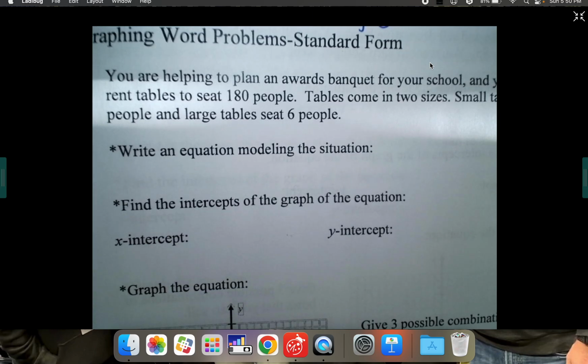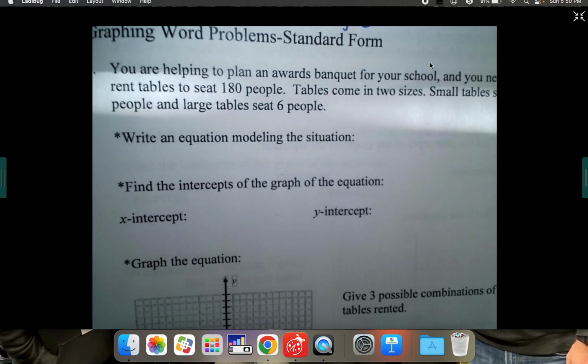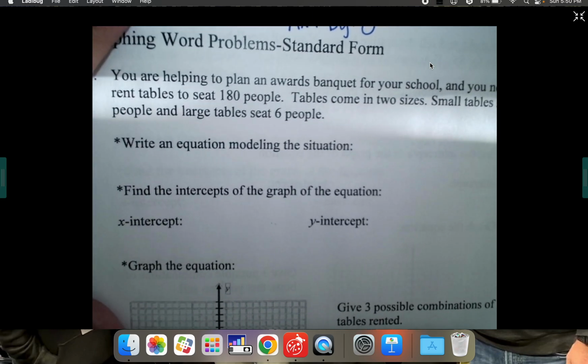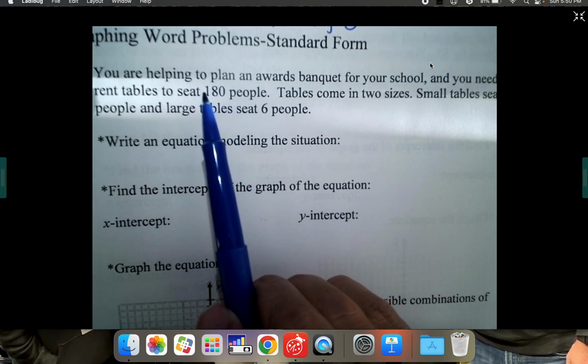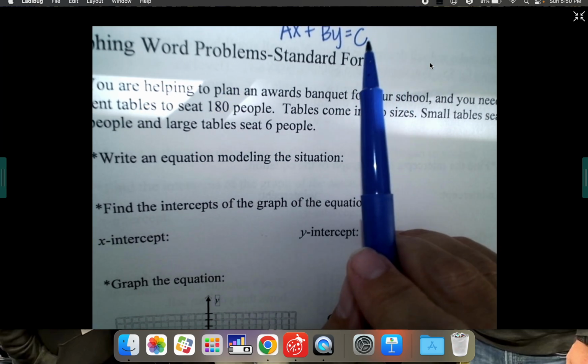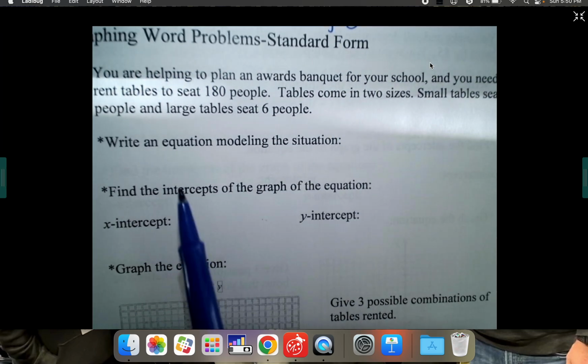So let's look at number one. You're helping to plan an awards banquet for your school, and you need to rent tables to seat 180 people. Right away, I think that's going to be my total. So that's probably going to be the C value, but let's read on.